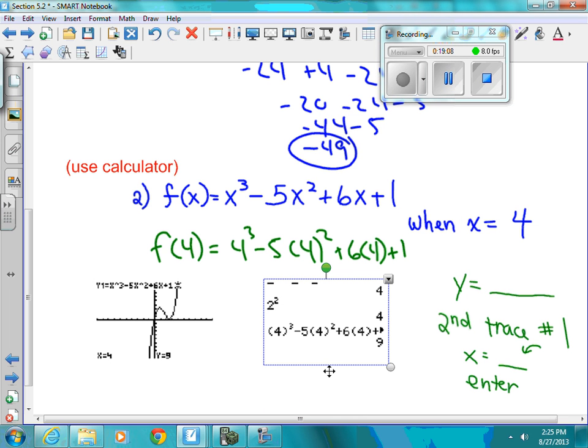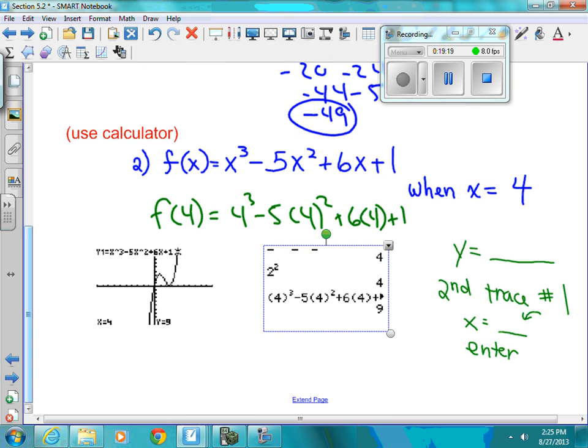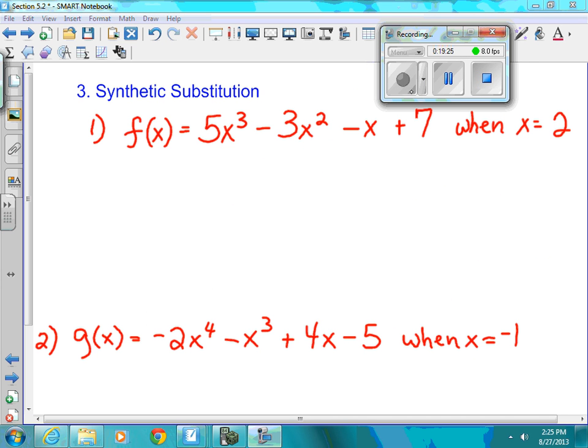So to refresh your memory on the second trace option. Okay, so to do it by hand, the old-fashioned way that I was forced to do it, like in example 1 here, or the new ways of technology that you are all lucky enough to have the opportunity to use. So the previous method, direct substitution, we've done that before. That's how you've always evaluated polynomials for a certain value of x. I'm going to show you a different method called synthetic substitution.